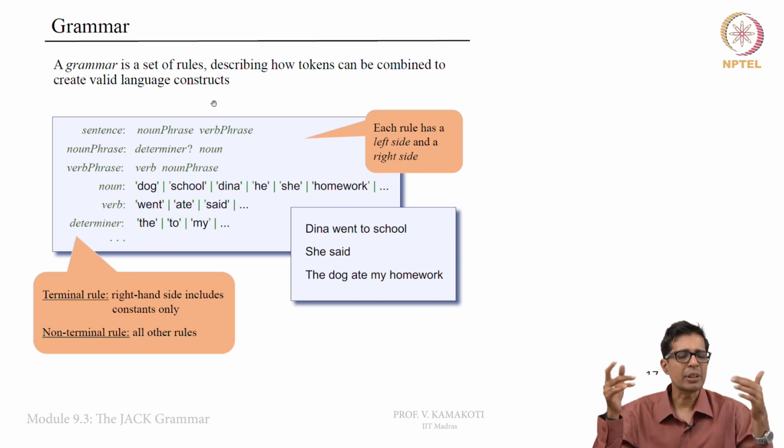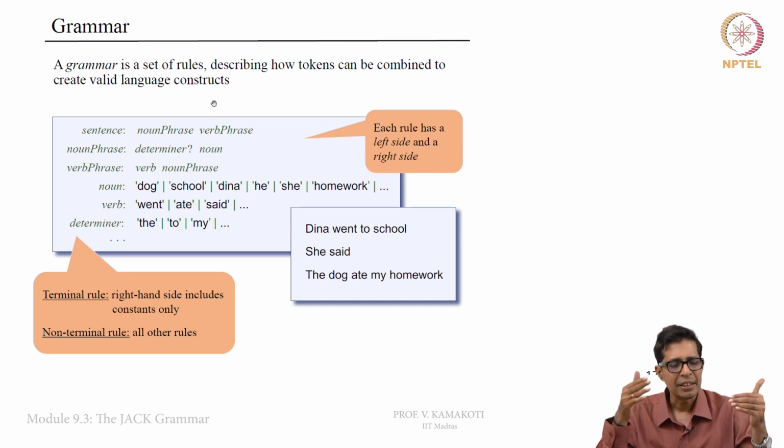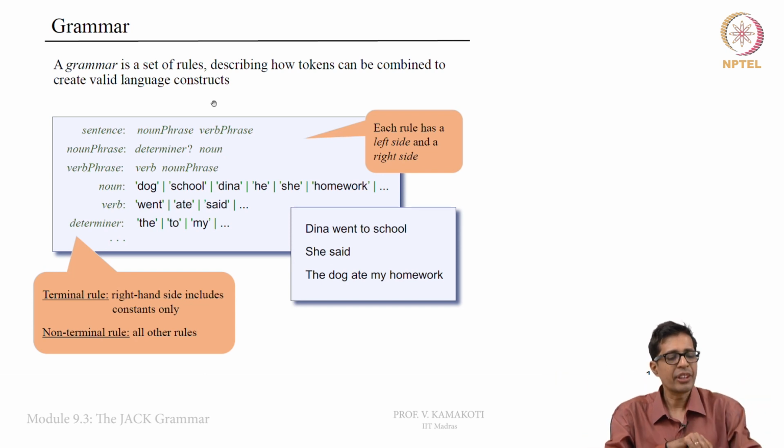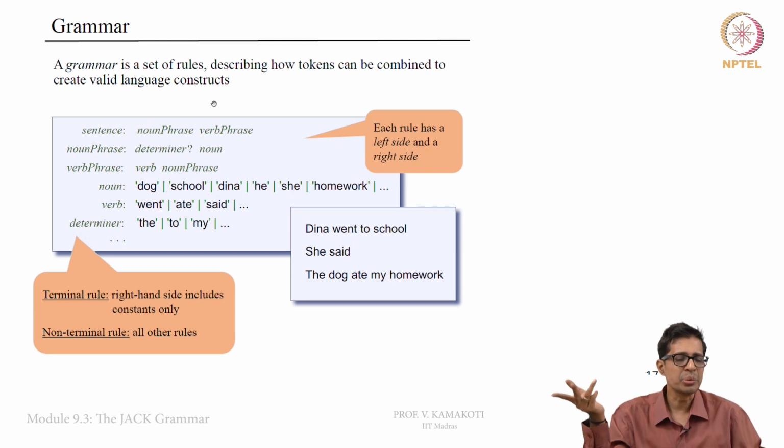So now the rules are: sentence produces noun phrase and verb phrase; noun phrase produces determiner and noun; verb phrase produces verb and noun phrase. The noun can be like dog, school, Dina, he, she, homework. A verb can be went, ate, said. A determiner can be the, to, my. So, the sentence gave rise to two entities, namely noun phrase and verb phrase. The verb phrase again produced two more things, like verb and noun phrase.